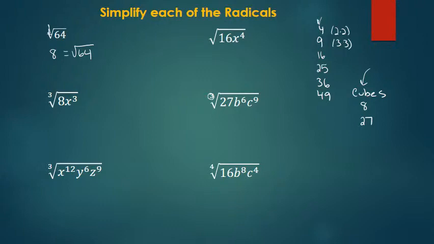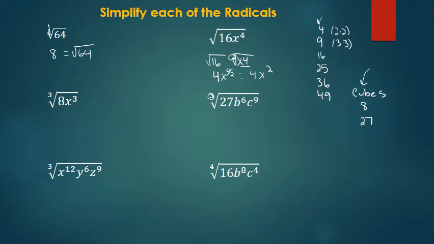Okay, now 16 and x to the 4. I can use the product property to help me with this by separating these. So I have 16, and I have the square root of x to the 4. The square root of 16 is 4. And remember that there's an invisible 2 here, so what you do is you divide the exponent under the root by the root. In this case, it would be x to the 4 divided by 2. So my final answer would be 4x to the 2.